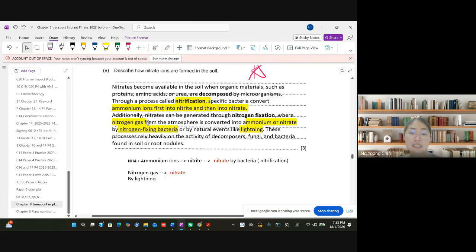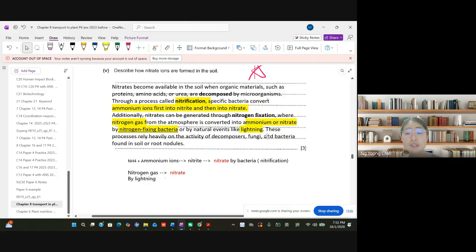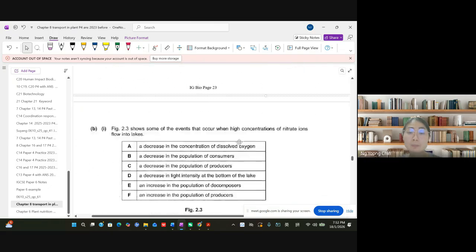They can help to convert this nitrogen gas from the atmosphere, because nitrogen gas is in the gas form, present in the atmosphere. So it can be converted into ammoniums or nitrates. Generally it's like this. Just remember to mention the processes: nitrogen fixing bacteria, nitrification or denitrification, or lightning. Because the nitrogen cycle is also a very common question in the exam. So remember it.